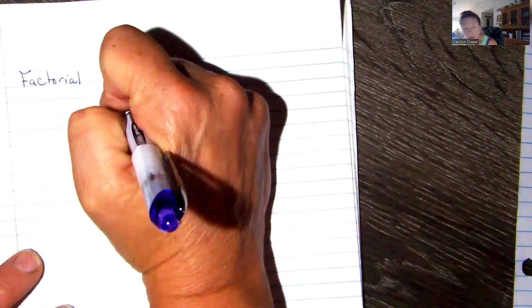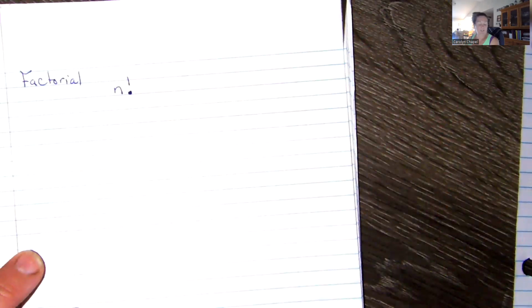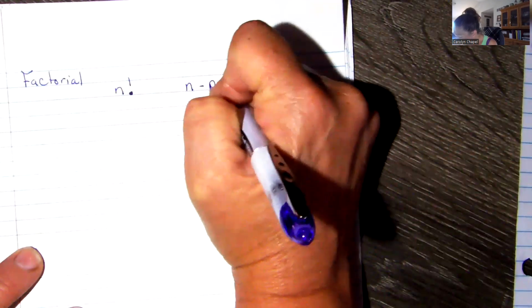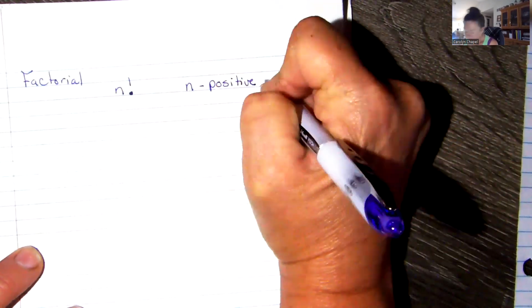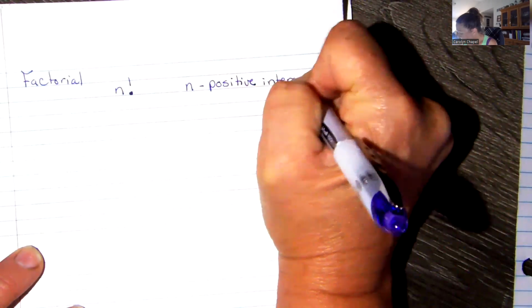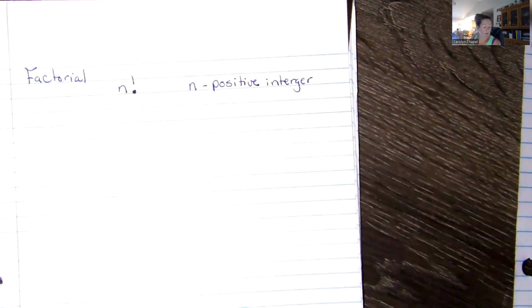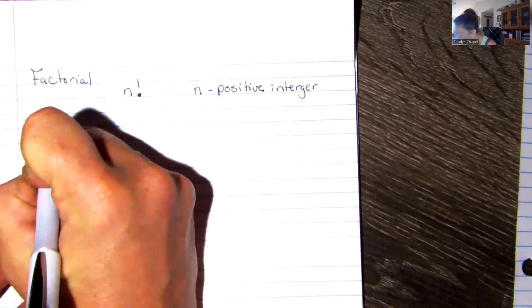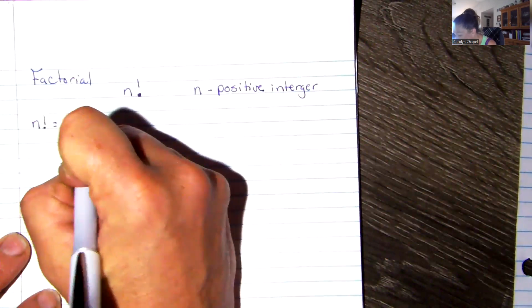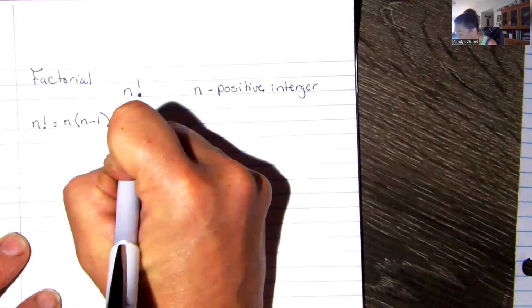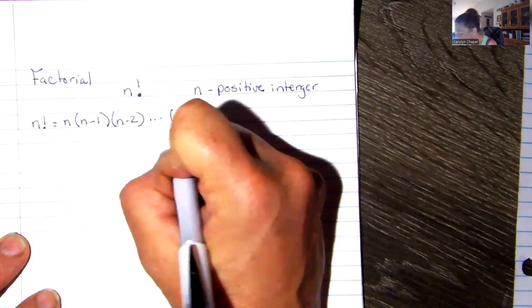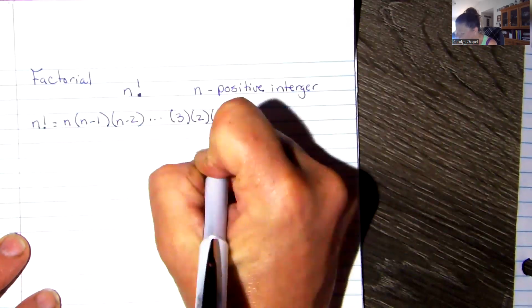And it is denoted by some sort of number, and I'm just going to use a letter N to represent a number, with an exclamation point behind it. And N is going to be a positive integer, like 1, 2, 3, 4, 5, and so on. This is defined to be N times N minus 1 times N minus 2, all the way down until we get to 3 times 2 times 1.